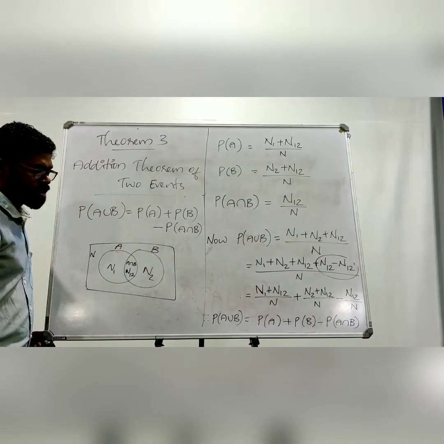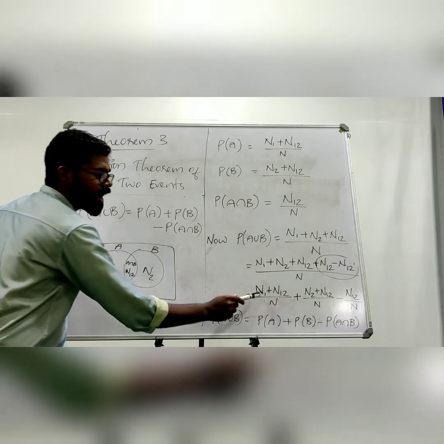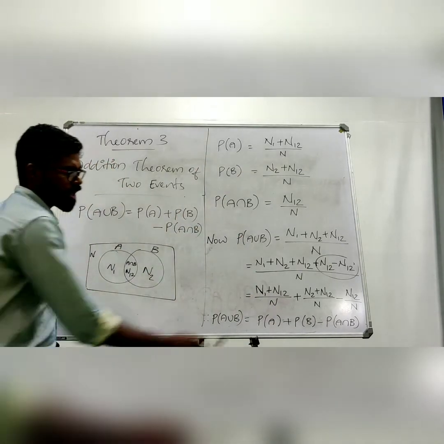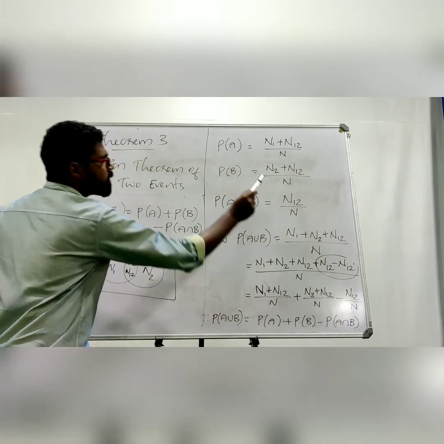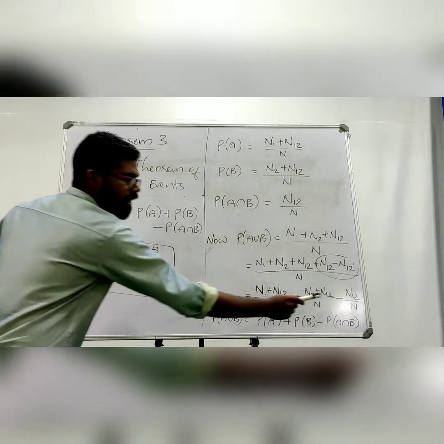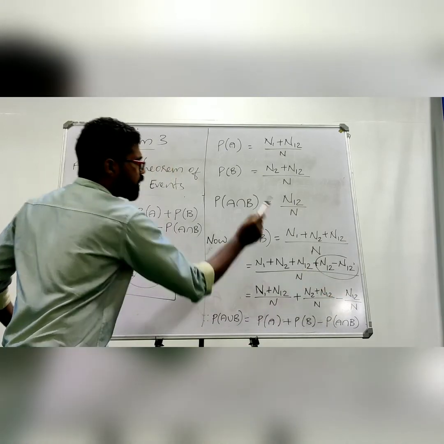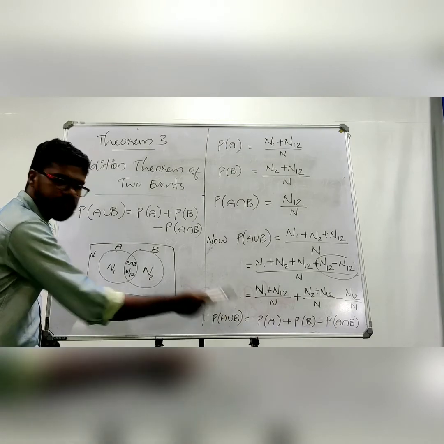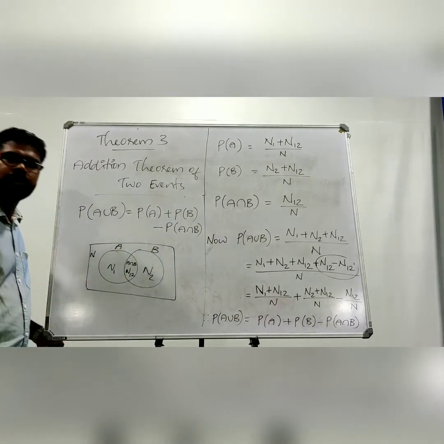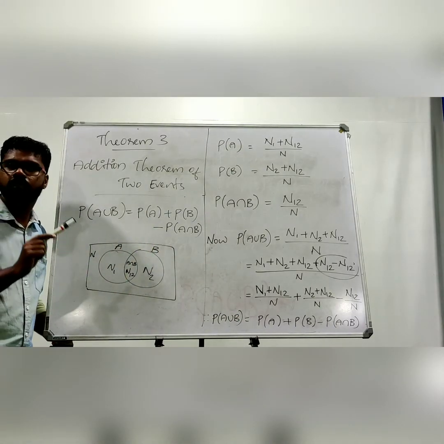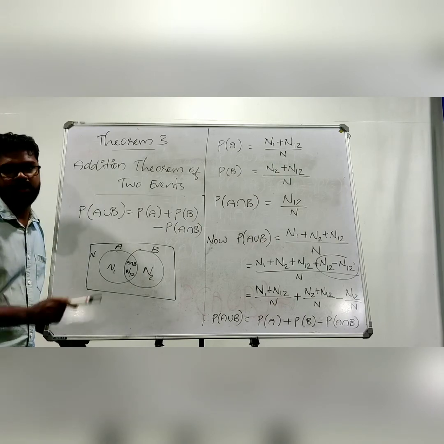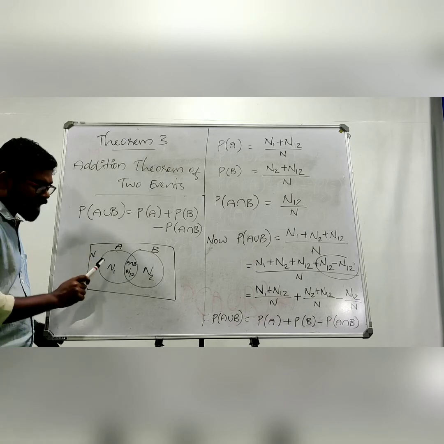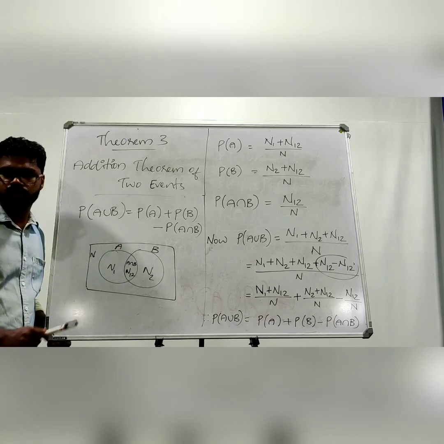So it is clear that (n1 plus n12) by n is probability of A, (n2 plus n12) by n is probability of B, minus n12 by n, that is probability of A intersection B. So we have proved that probability of A union B is equal to probability of A plus probability of B minus probability of A intersection B. So this is the addition theorem of two events, where A and B are not mutually exclusive events.